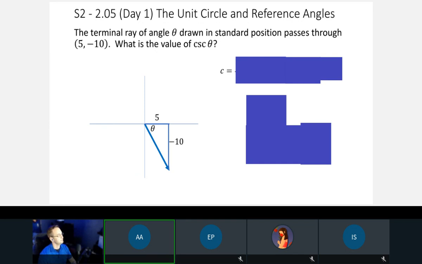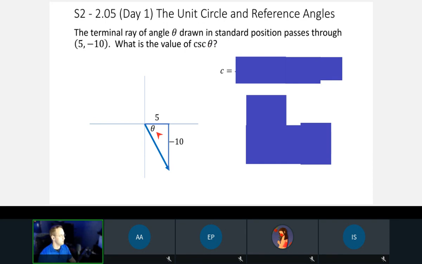I remember this now. Kind of, sort of, not really, but we're gonna fake it till we make it. Yeah, so x is 5, y is -10. So x is 5, y is -10. So I did my point there. Draw my line to it. Creating my triangle. So this is my right angle right here. Now we have to find the cosecant of that angle.